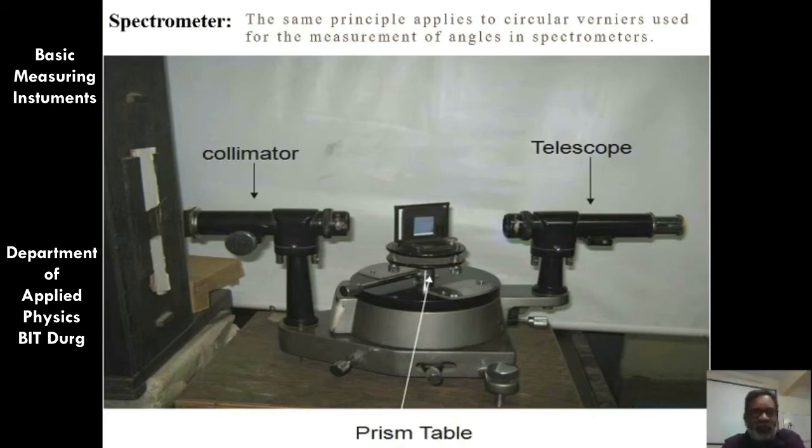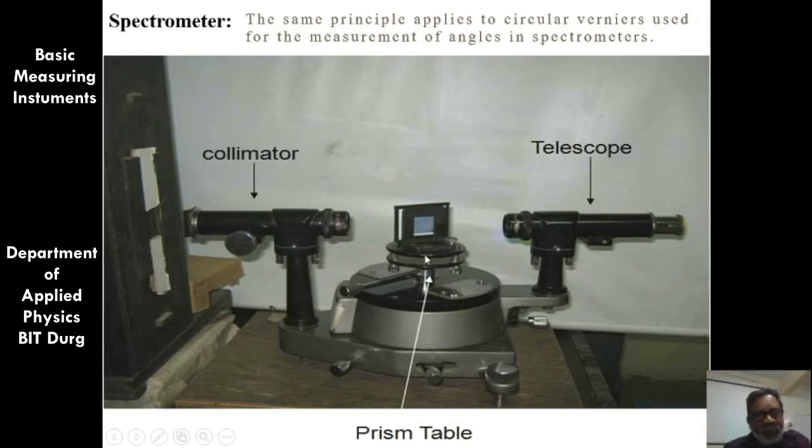Now another instrument which is going to use the vernier is this instrument which is known as the spectrometer. This spectrometer has a collimator for collimated or parallel beams of light. Then there is a telescope with the help of which those parallel beams are observed. This is the prism table on which you can keep a prism or any instrument which can produce diffraction of light. Here this telescope rotates around an axis.